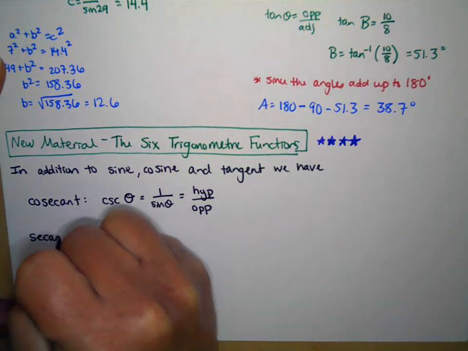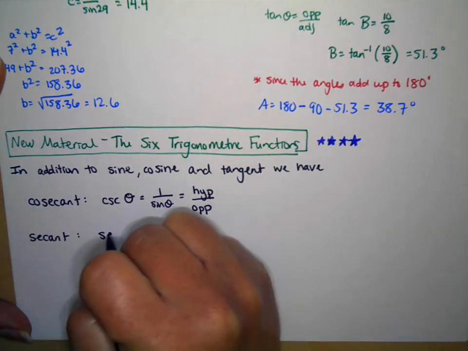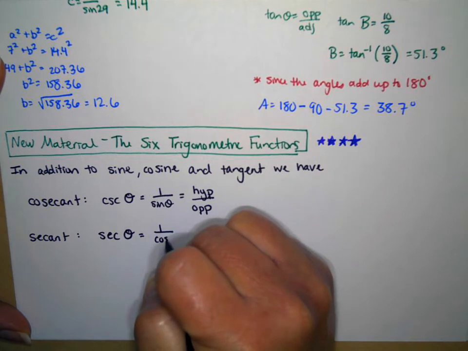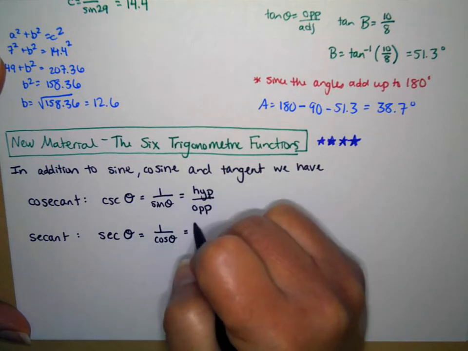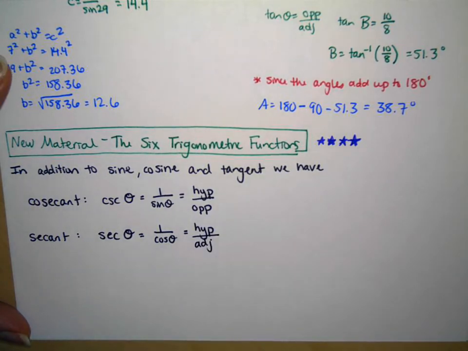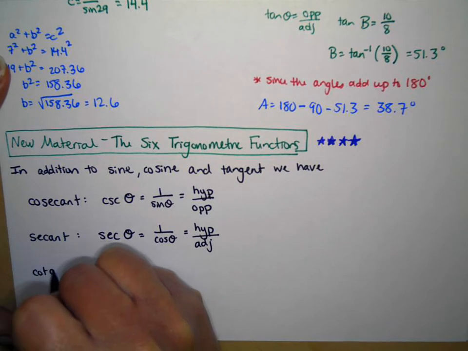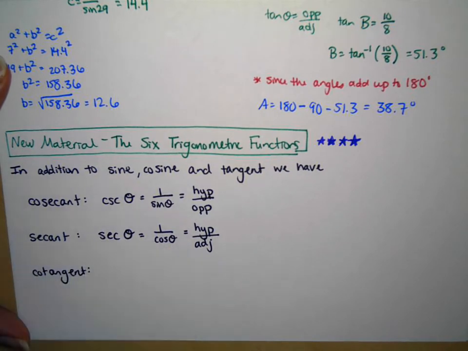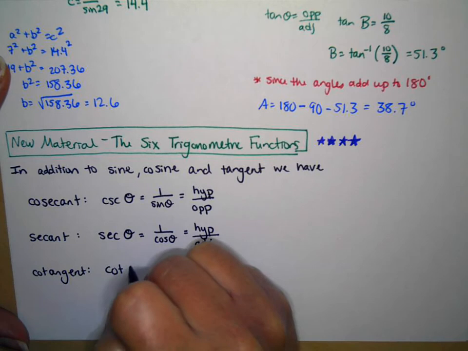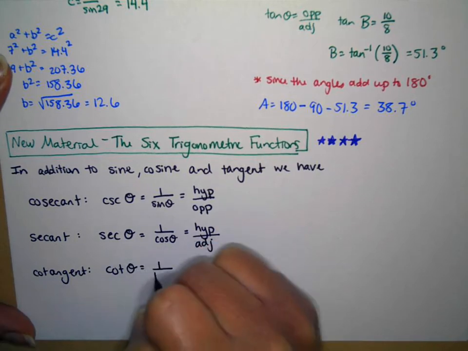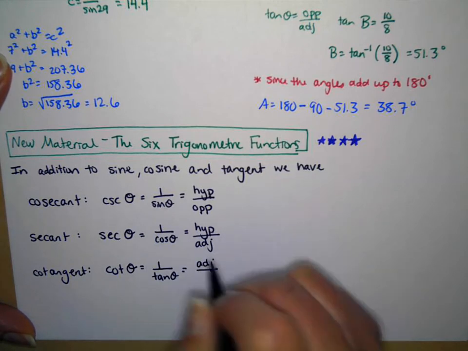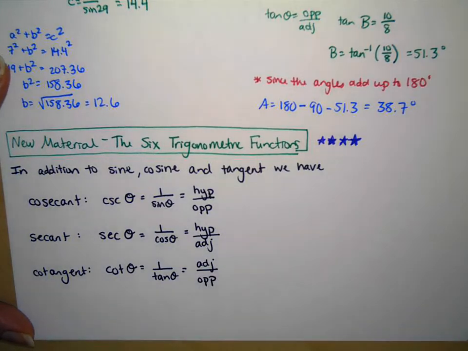The secant of an angle is abbreviated SEC. Secant theta is the reciprocal of cosine, which means it's equal to the hypotenuse over the adjacent side. And the cotangent of an angle is abbreviated COT. Cotangent theta is the reciprocal of tangent, so it's equal to the adjacent side over the opposite side.